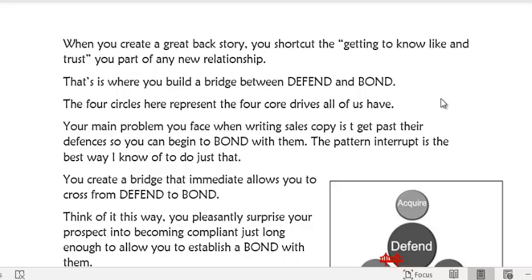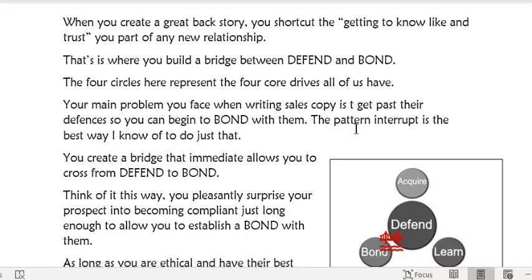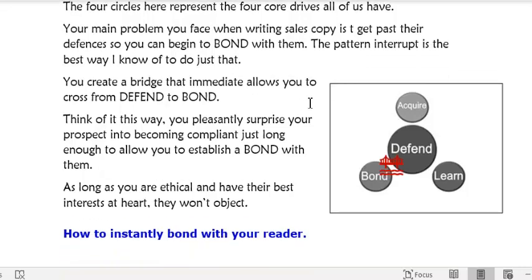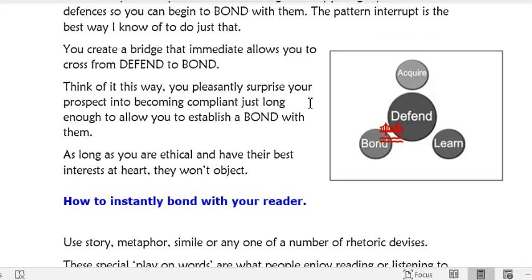And you may remember the video, I had it in there. The 4 circles here represent the 4 core drives all of us have. Your main problem when you're facing writing the sales copy is to get past their defenses so you can begin to bond with them. The pattern interrupt is the best way I know how to do that. You create a bridge that immediately allows you to cross from defend to bond. Think of it this way. You pleasantly surprise your prospect into becoming compliant just long enough to allow you to establish a bond with them. And as long as you're ethical and you have their best interests at heart, they won't object.